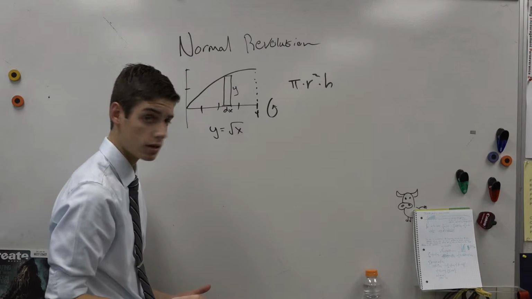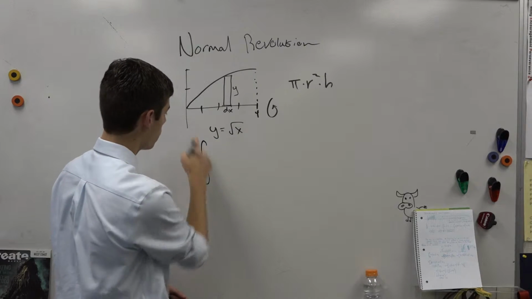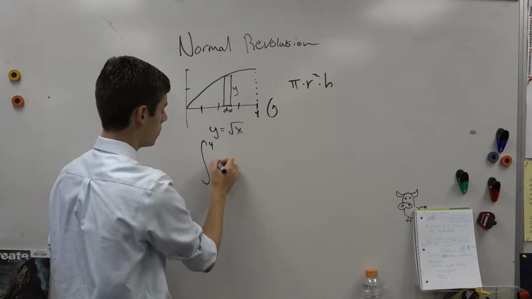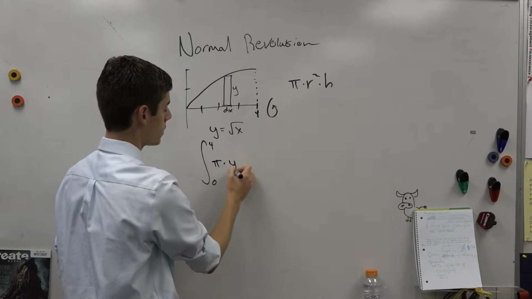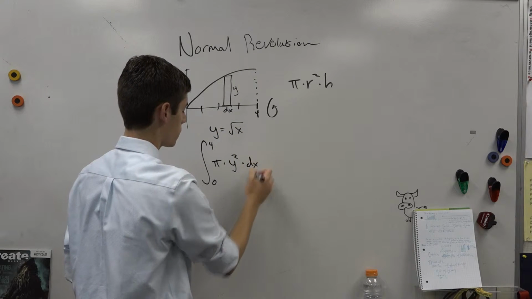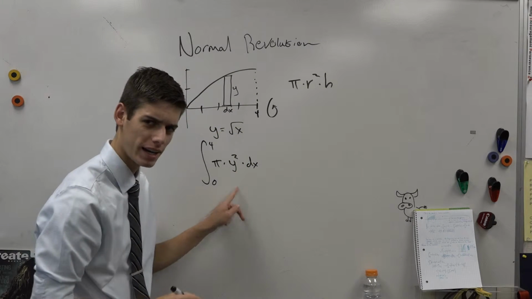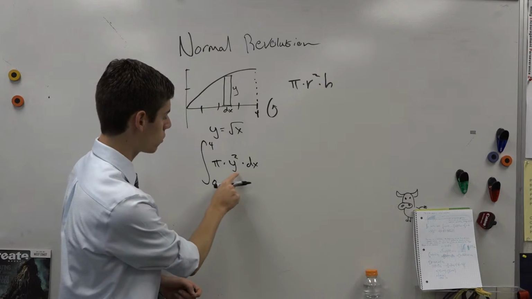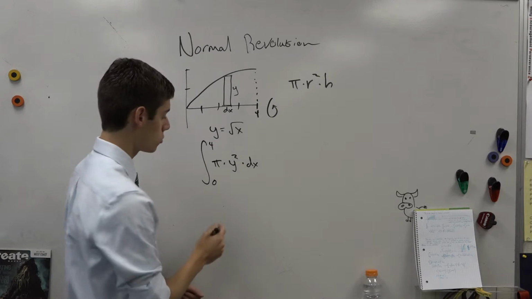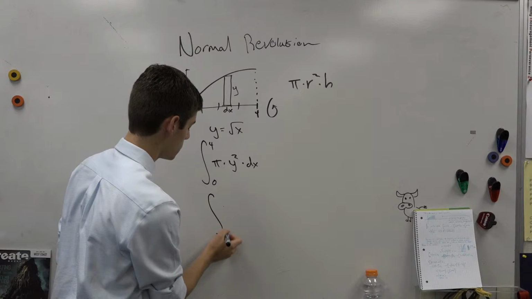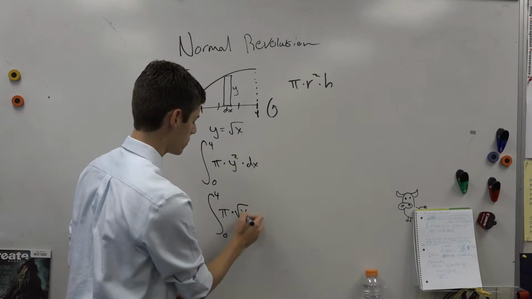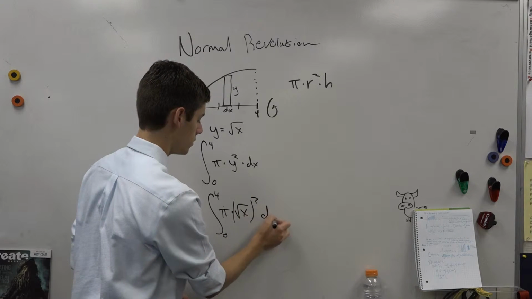So we're going to plug this into an integral. It will be the integral from 0 to 4 months of pi times the radius squared, that's y squared, times the height, which will be dx. Now, see how there's an x and a y? That doesn't really work. So we're going to look back at our original equation, and we see that y equals the square root of x. So we can just change this to, from 0 to 4, pi times the square root of x squared dx.